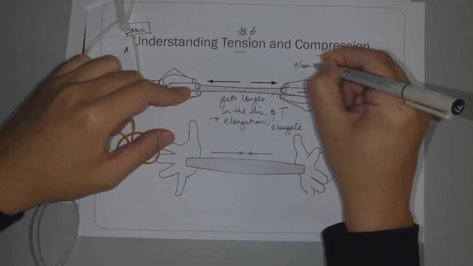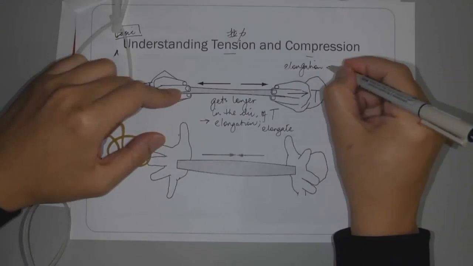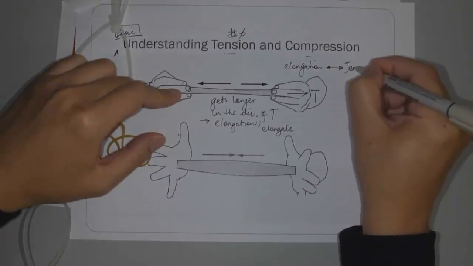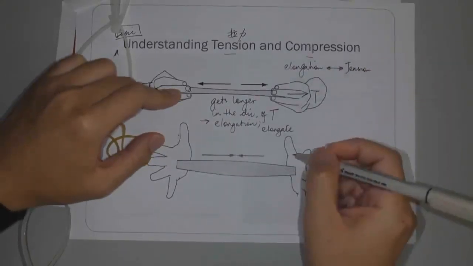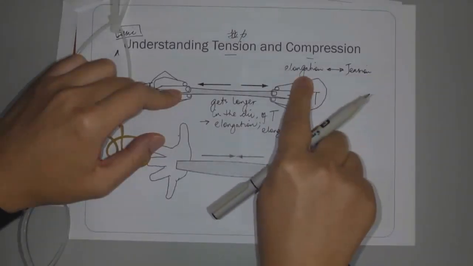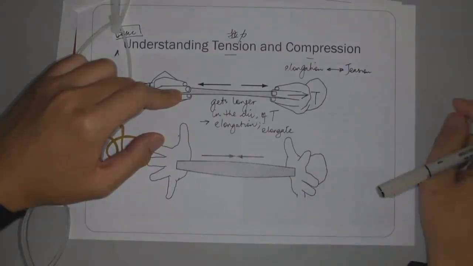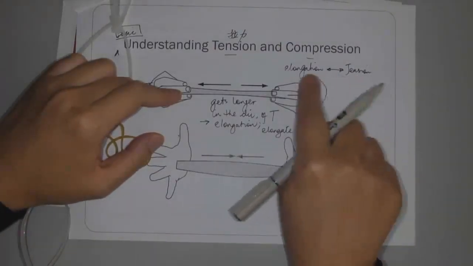Okay? So elongation and tension are just sort of a couple. Right? If you have tension, you have elongation. If you see elongation, that implies there must be tension. Okay? So that's what I mean here.